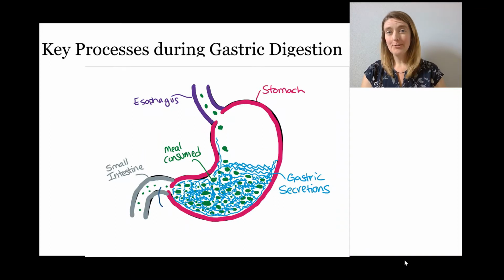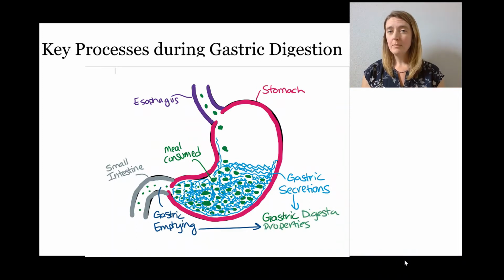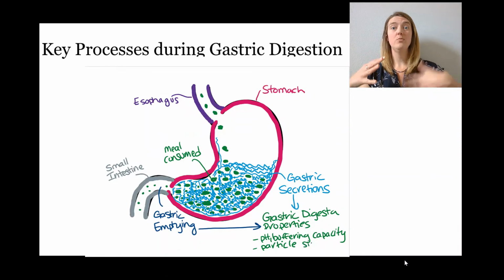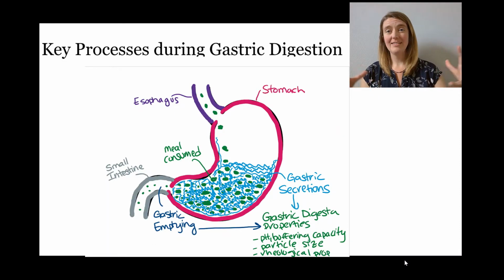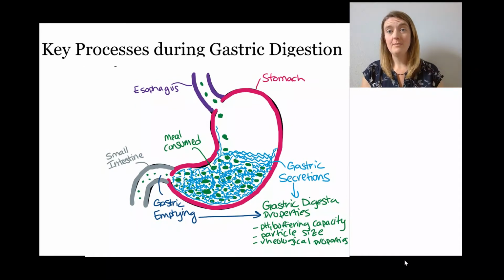So now as our food particles are emptied, you can see here that they're moving into the small intestine in a process called gastric emptying. So gastric emptying is essentially how the material is leaving the stomach. Now both our gastric emptying and our gastric secretions are impacted by the gastric digestive properties. Some of those properties might include pH and buffering capacity, which are very likely to impact the gastric secretions, as the secretions are being secreted in response to the gastric pH. The particle size and rheological properties are likely to impact the emptying. So if particles are really big or the consistency is very thick, the meal isn't going to empty from the stomach very quickly, or you might have some negative feedback mechanisms.